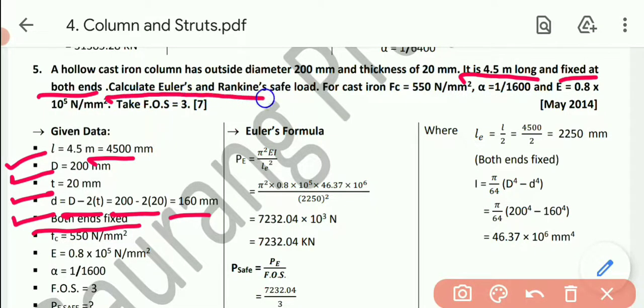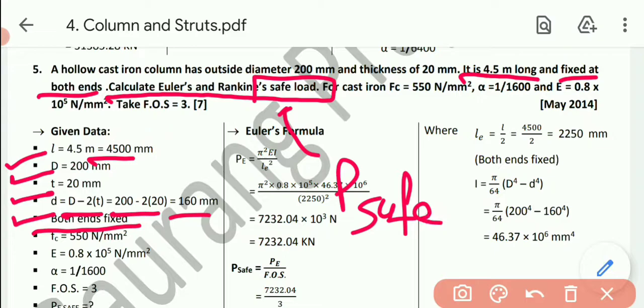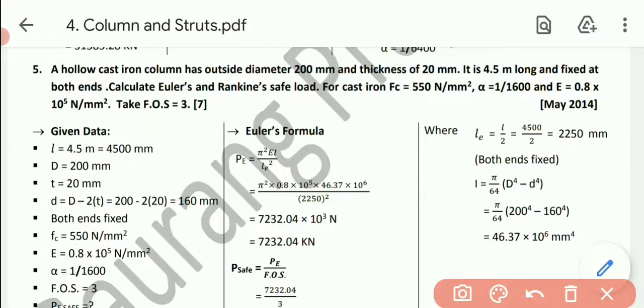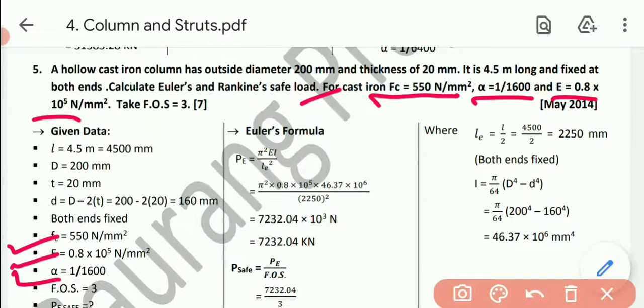Calculate Euler's and Rankine's safe load. Now this time they have mentioned the safe load. Safe load means Euler's formula divided by factor of safety. For safe load, you need the value of the factor of safety, which will be given in the data. For cast iron, FC 550 Newton per mm square, alpha 1 divided by 1600, E is 0.8 into 10 raised to 5, and FOS is taken as 3.